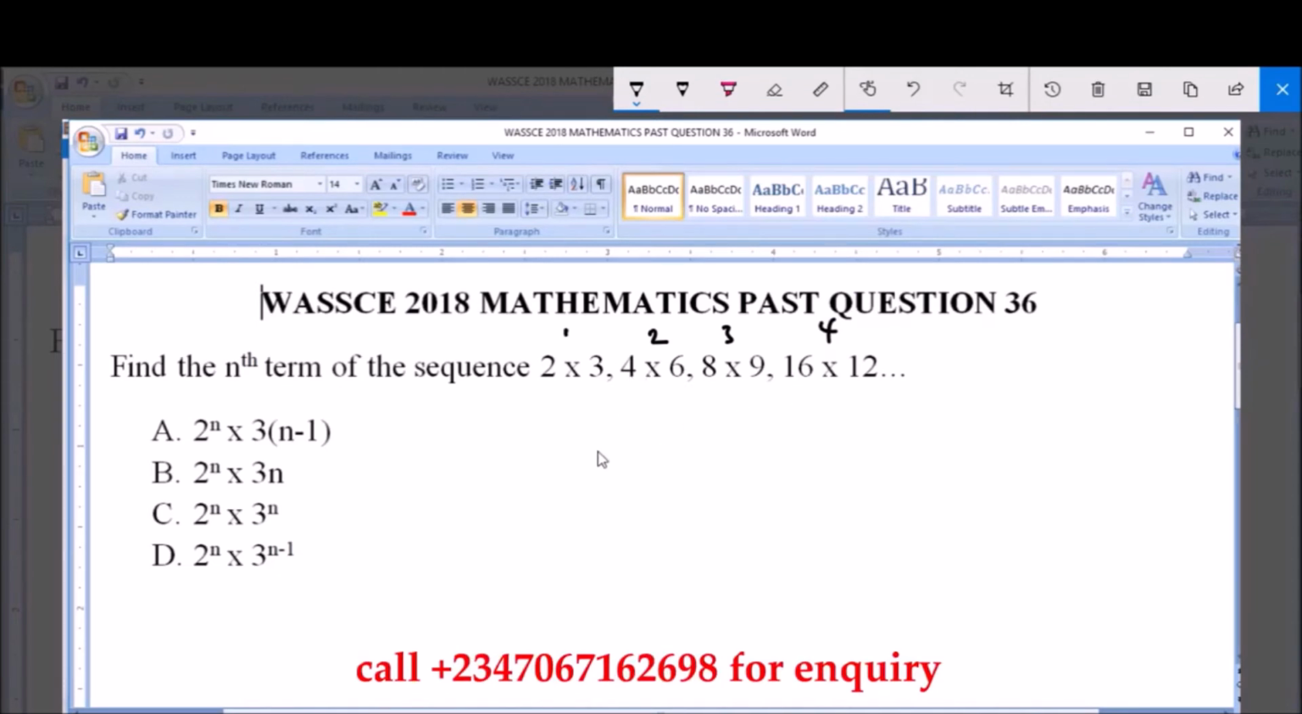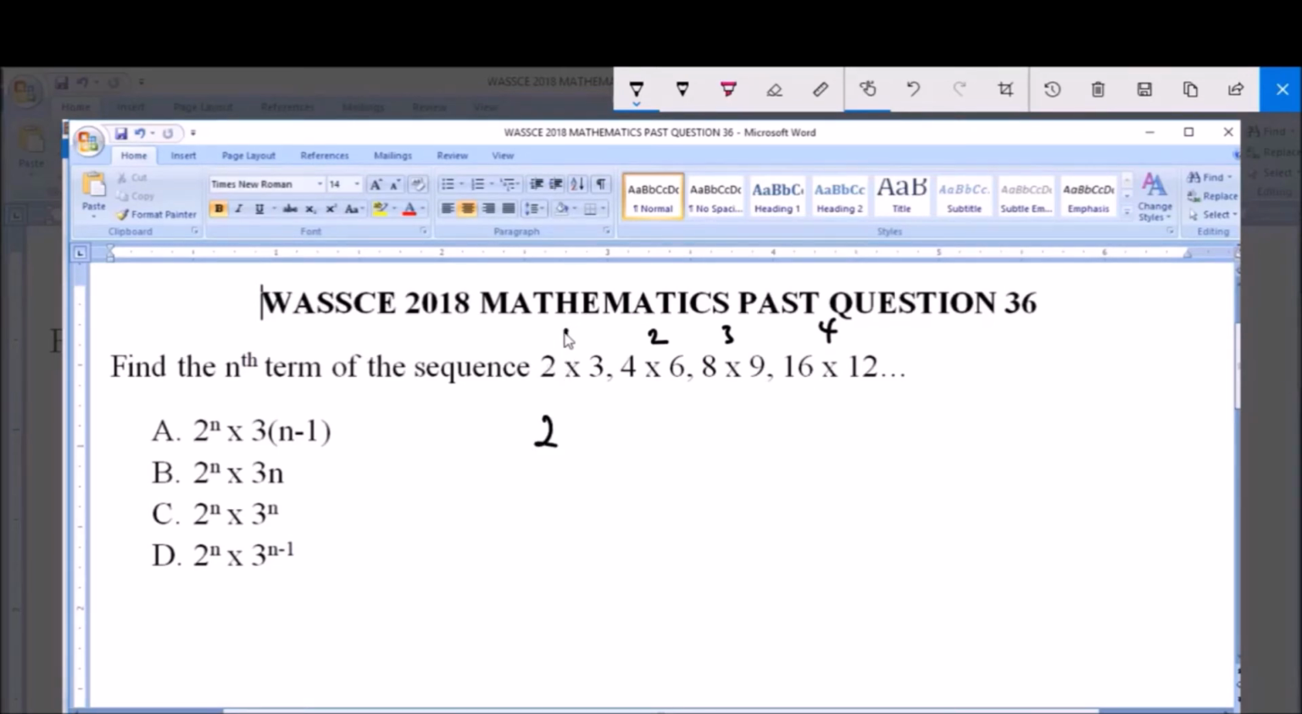Are powers of 2. Looking at the first term, you have 2, and n here is equal to 1. That means 2 raised to the power of 1 to give us 2. Likewise here we have 2, and n here is 2, 2 raised to the power of 2 to give us 4. Same thing here, n is 3, 2 raised to the power of 3 to give us 8. And similarly here too, 2 raised to the power of 4, since n is 4 here, and that is 16. So you can see that the first numbers are powers of 2.